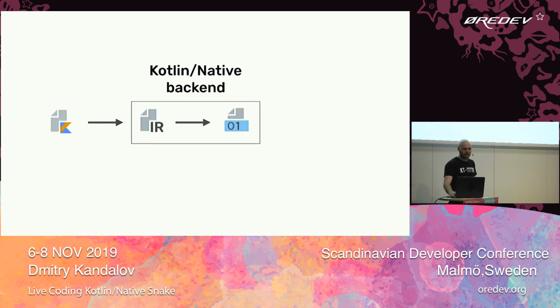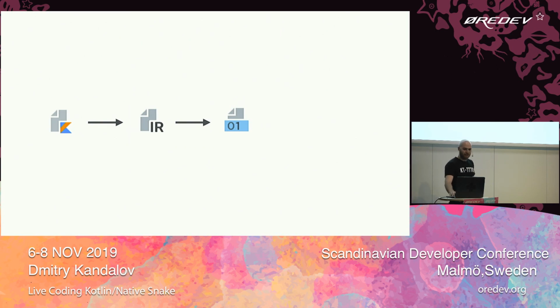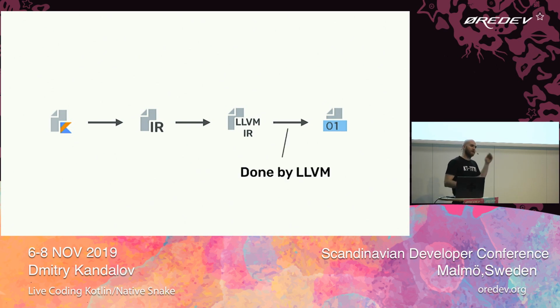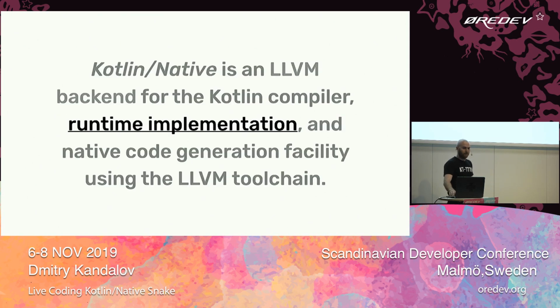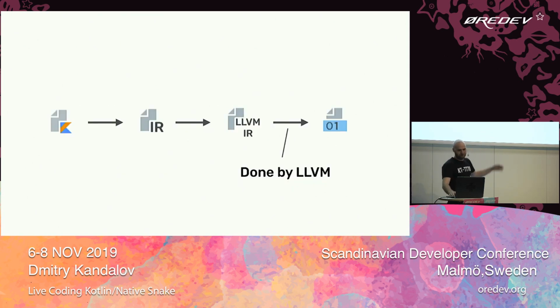The way it works, the step I showed was a bit of a lie. What actually happens is that the Kotlin intermediate representation is transformed into the LLVM intermediate representation language. And the last step is done by LLVM. This way, Kotlin Native can leverage existing infrastructure and not create native binaries itself. So the last step is just leveraging LLVM.